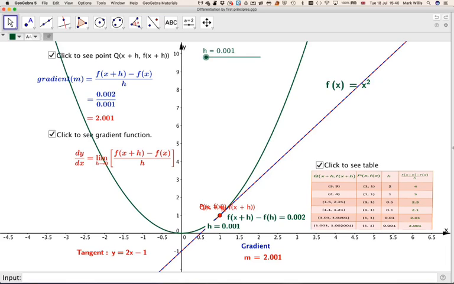And in the next few videos, I will show you how to differentiate x squared by first principles, and then eventually we will come up with a formula for finding the gradient using algebra, and then being able to substitute a value of x in. And that process is actually called differentiation.